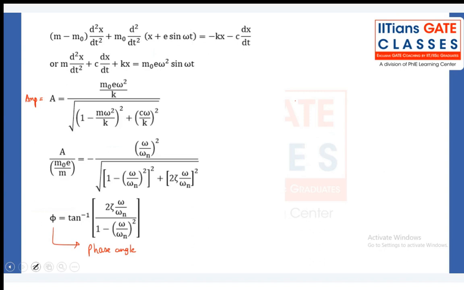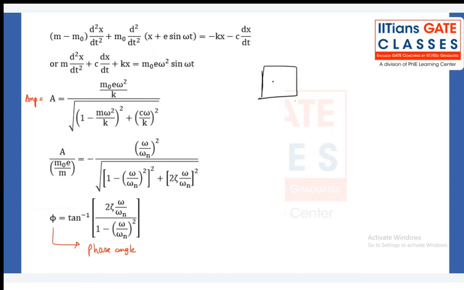Again, if you write down the equation of motion, at this moment you should not worry so much about the derivations. Each and every derivation is not at all important. Time is very less. But still, I'm explaining so that you don't feel that everything is just in the air.